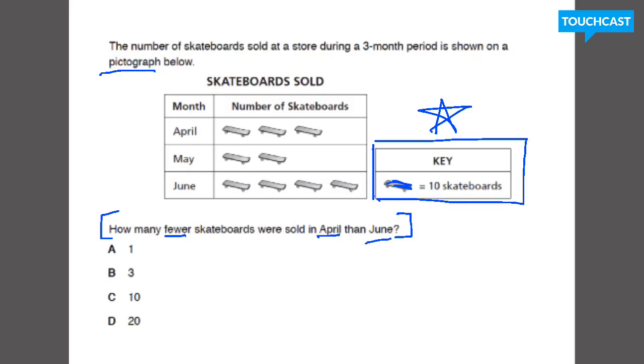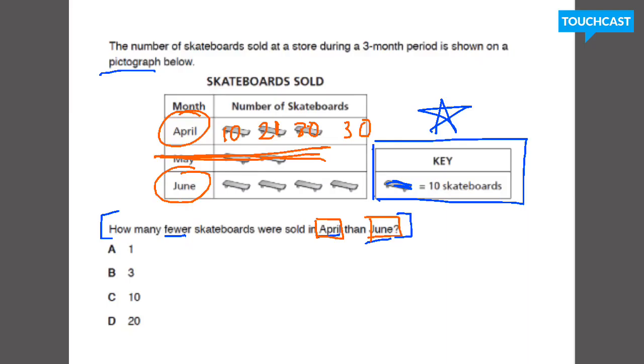Good luck. All right, we are back. Clearly from the problem, I can tell that we only care about a couple of months. We only care about April and June. So I'm going to circle April and June. I'm going to cross out May. May, I don't care about. First, let's figure out how many skateboards were sold in April. 10, 20, 30. Remember, each of these is worth 10. So in April, they sold 30.